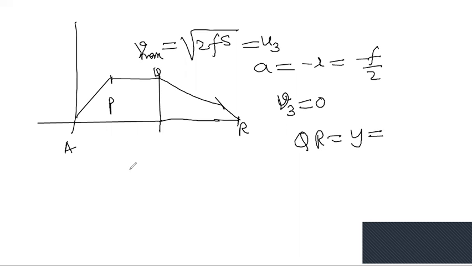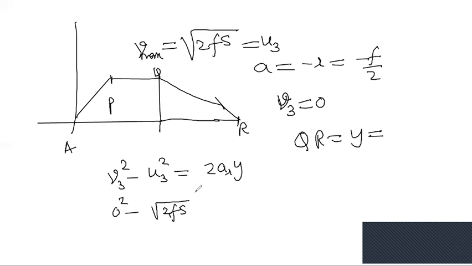Let us write again the formula. V square minus U square. V3 square minus U3 square is equal to 2AR, which is the retarding acceleration or retardation, 2AS. S means Y. So what is that? 0 square minus what is U3? This one, root 2FS whole square is equal to 2 into minus F by 2 into Y. This minus will cut off.